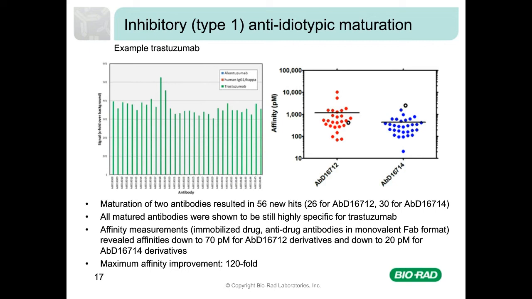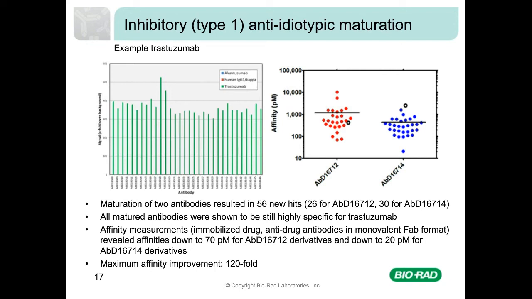and all matured antibodies were shown to be still highly specific for trastuzumab, as shown in the ELISA. Affinity measurements revealed affinities down to 70 picomolar for ABD 16712 derivatives and down to 20 picomolar for ABD 16714 derivatives. The maximum affinity improvement after this only one round of maturation was 120-fold. This example shows that the affinity of antibodies with low nanomolar or even subnanomolar affinity can still be significantly improved using our straightforward, well-established affinity maturation process, which is applicable to all HuCAL antibodies.